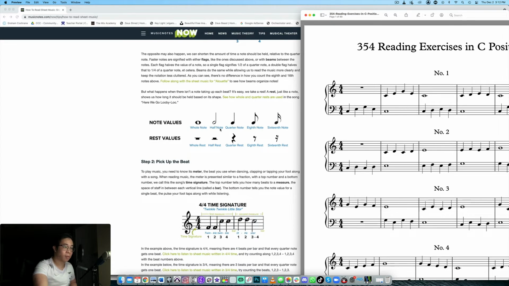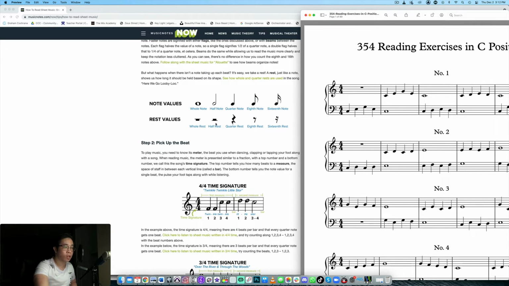So here's a little recap of these different note types, and then you can have the equivalent rests as well: whole, half, quarter, 1/8, and 16th.